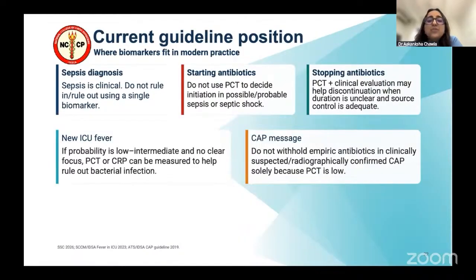So, where do you position these according to the latest Surviving Sepsis Campaign 2026? Remember, sepsis is a clinical diagnosis. Do not rule in or rule out based on a single biomarker value. Do not use PCT to decide initiation in possible or probable sepsis or septic shock. For stopping antibiotics, yes, PCT plus clinical evaluation may help in discontinuation when duration is unclear or source control is adequate. So, this is very important to remember.